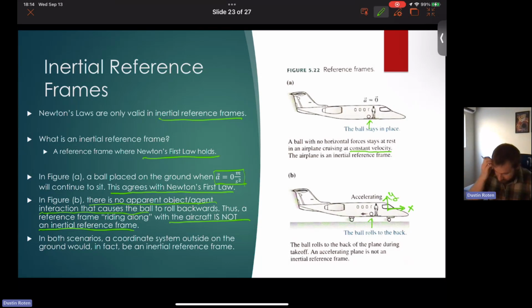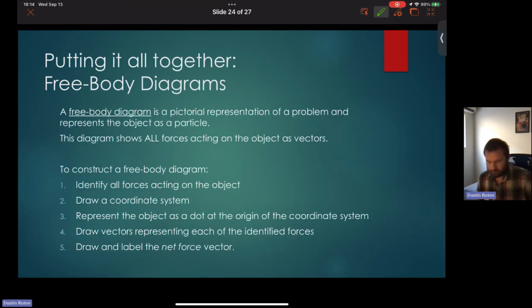In both scenarios, a coordinate system outside on the ground would actually be an inertial reference frame for both. So if we plopped a coordinate system down here, this would take care of it for us, and that would give us an inertial reference frame in both situations. All right, let's put this all together in two quick examples, and then we can call it a day.